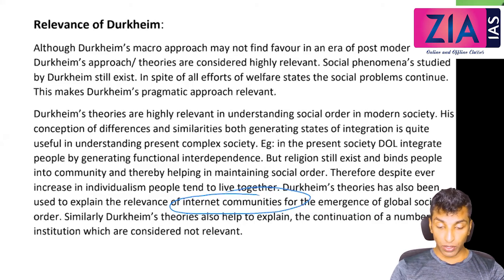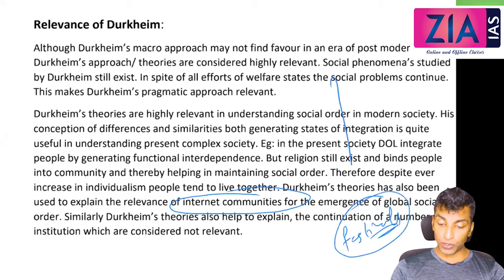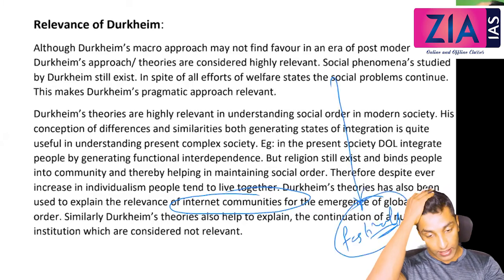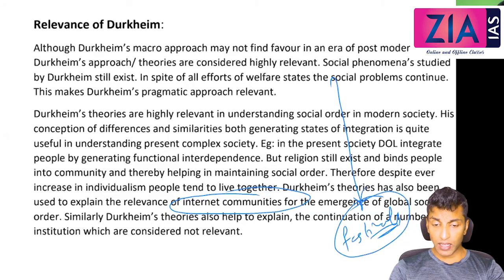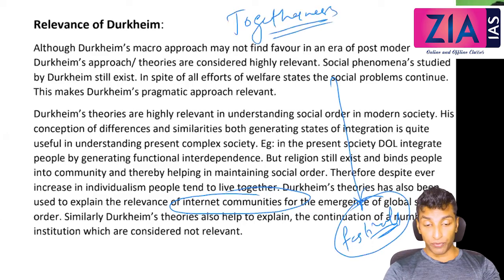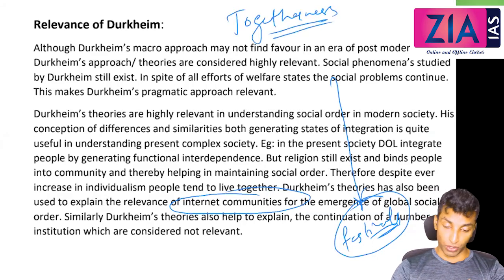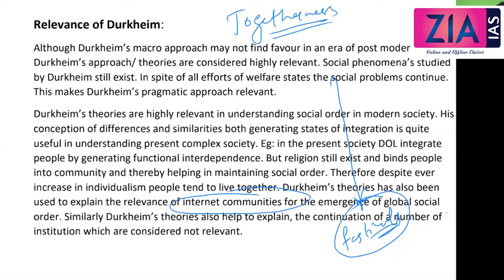For example, when we talk about certain festivals which may not be relevant nowadays, still with Durkheim's approach you can actually understand the relevance of those festivals, because all these celebrations are for what? All these celebrations are for togetherness. Otherwise, these religious festivals have no role nowadays in the present society, where people are so individualistic. Very complex society, where people don't have time.